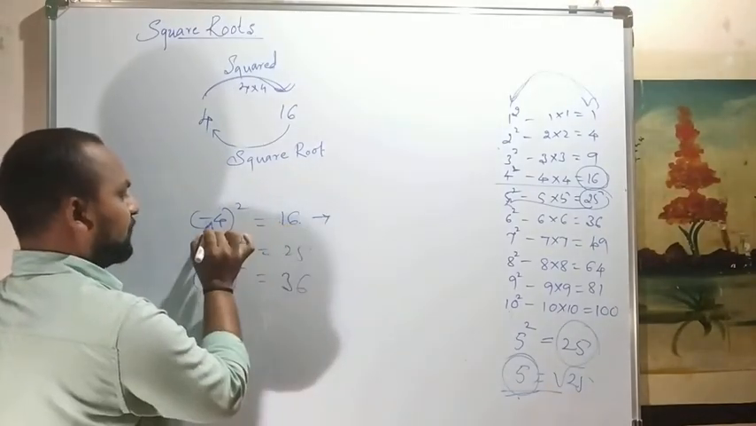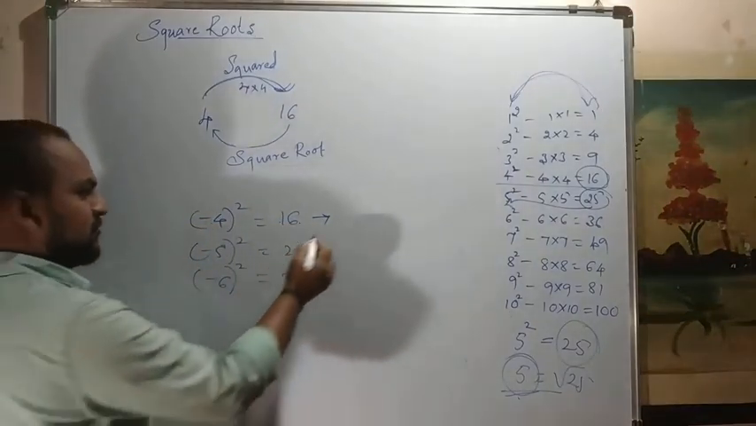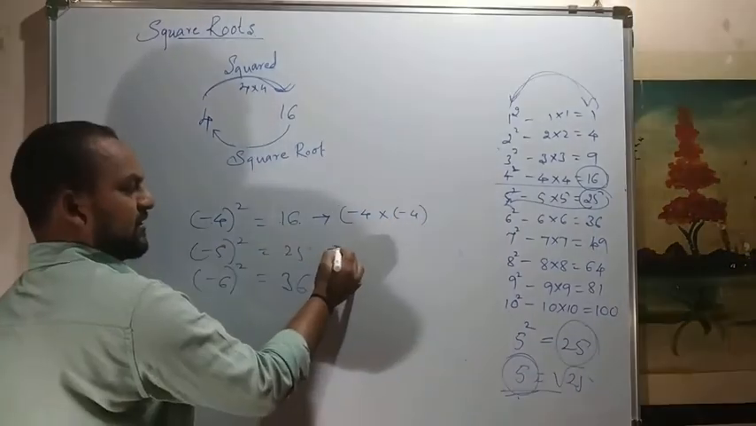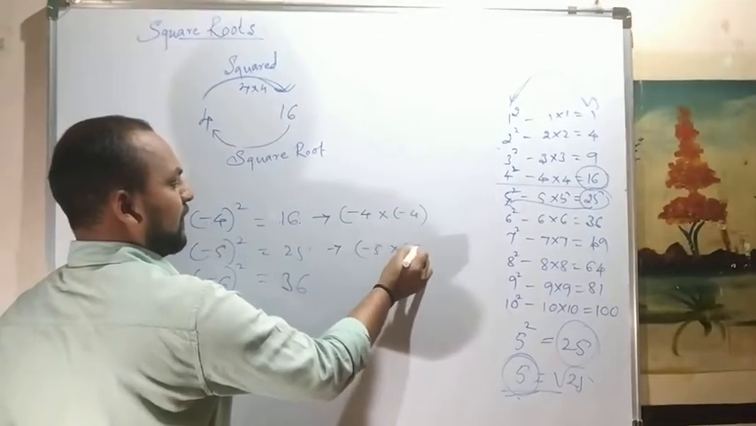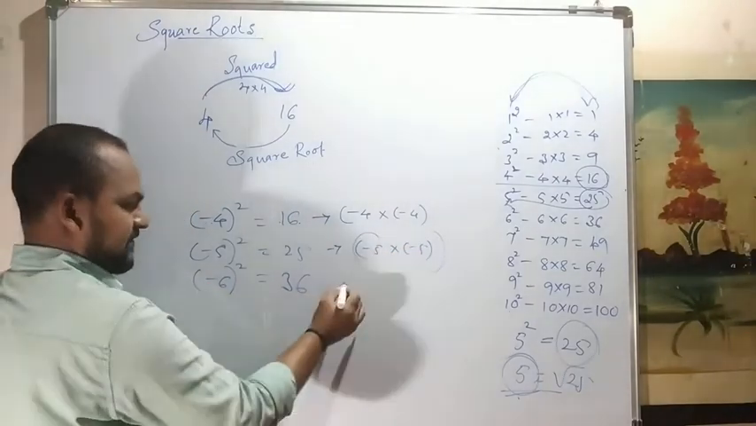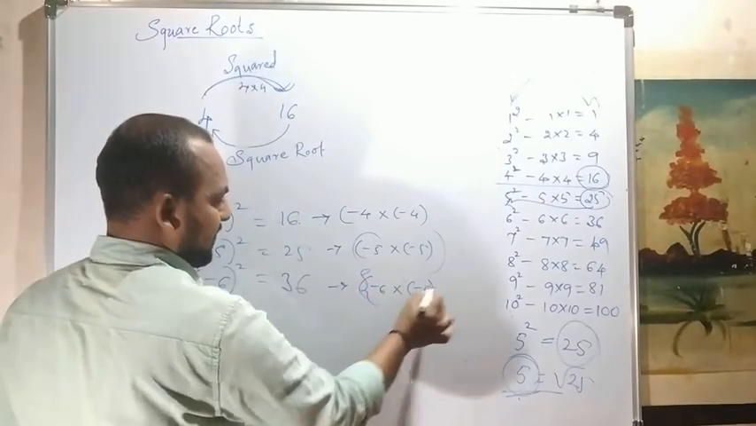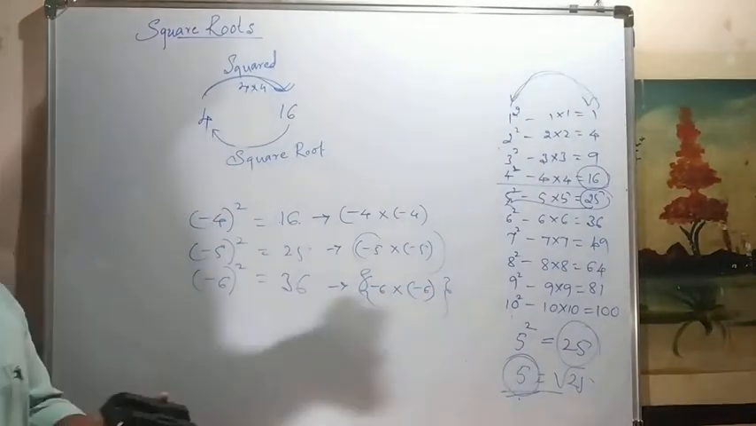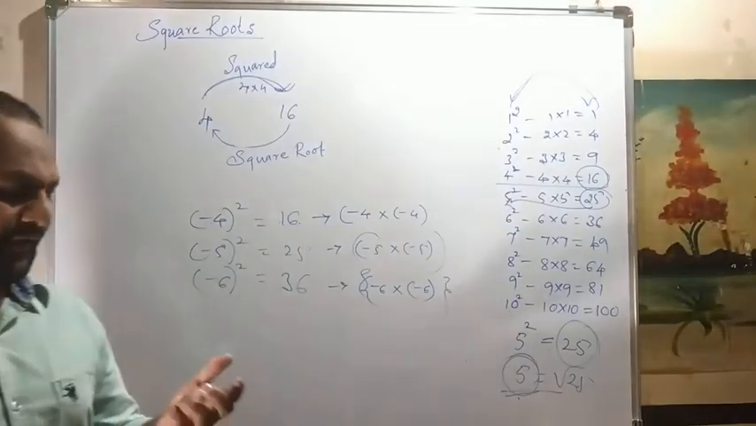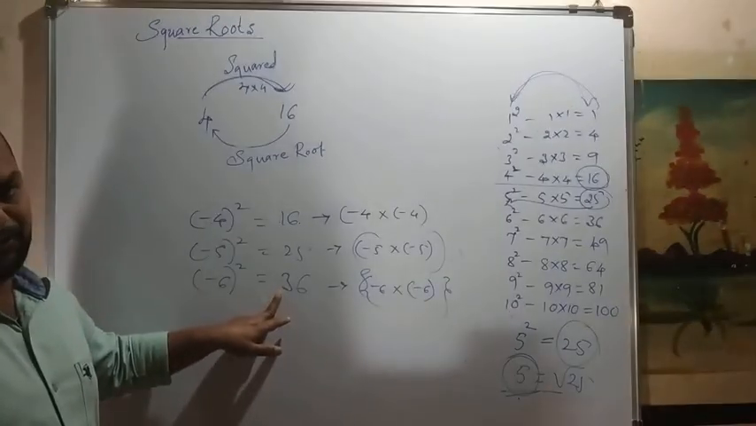Minus 4 square is minus 4 into minus 4. Minus 5 square is minus 5 into minus 5. Minus 6 square is minus 6 into minus 6. That means the square of any negative integer is positive.